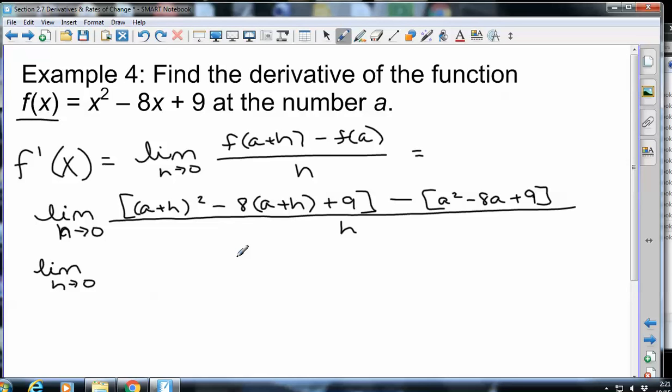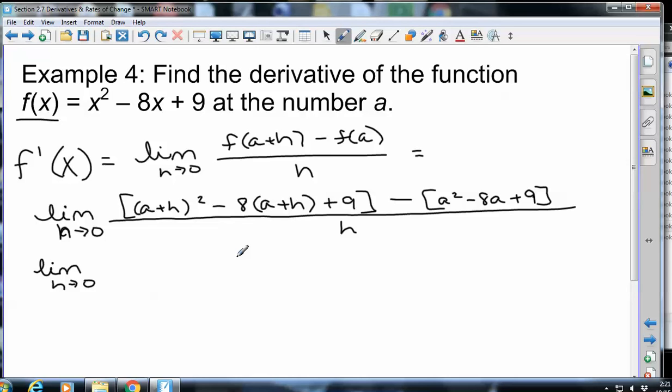We don't. I asked you to keep it in terms of the number a. So my final answer is going to have an a in it still. I didn't give you a number to plug in on this one. So the first few examples we knew a was 3 or a was 1. I didn't tell you on this one what a is. So our final answer will still have a in it.